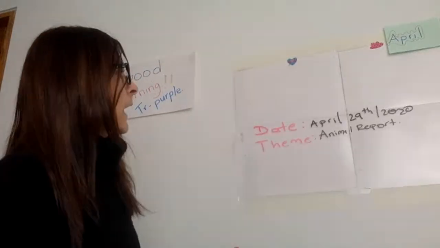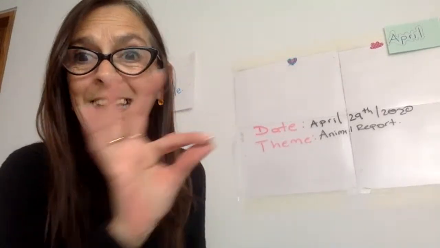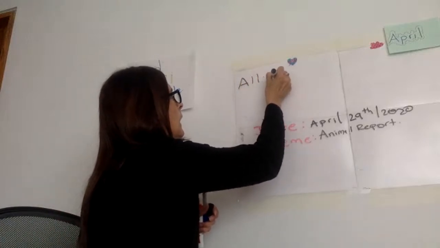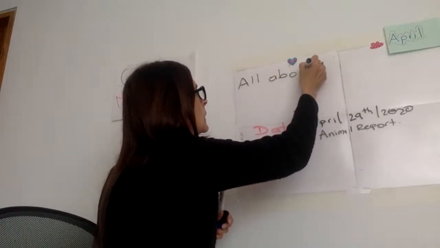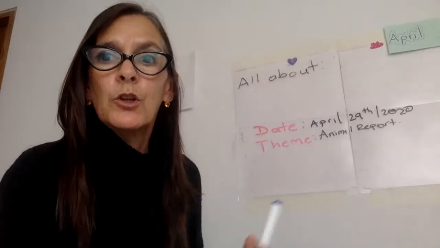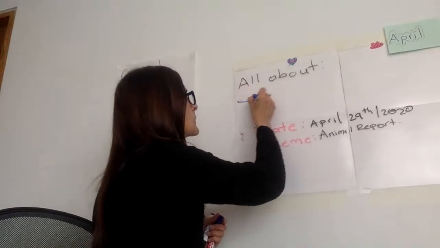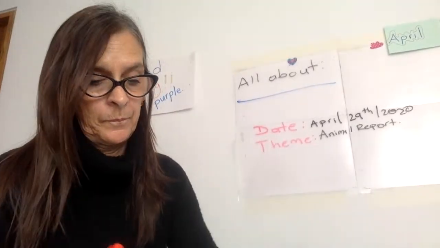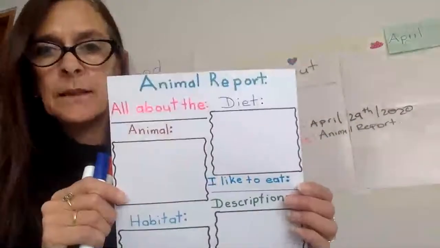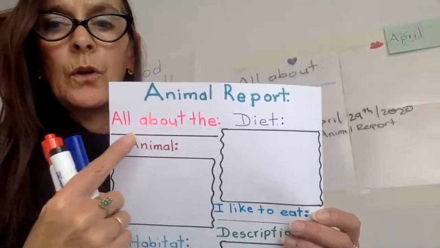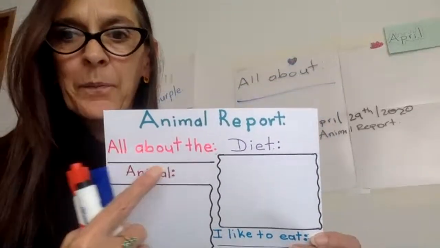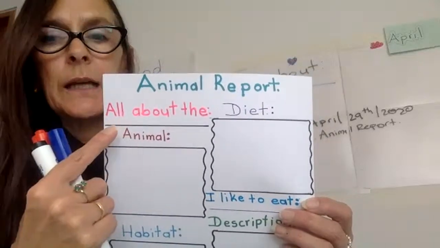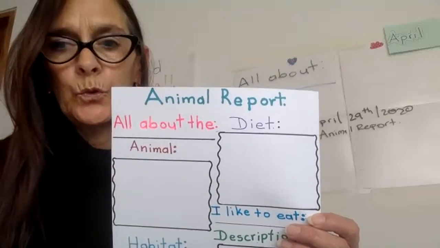So, I'm going to write down all about the animal that you are going to choose. So, all about. So, you choose the animal. I am going to make a line here. So, you just write down the animal that you want. This is what we are going to write down, all about the animal. On the line, you don't need to make a line. I just made it so it will be easier for you. You choose the animal and you write down the animal that you want.